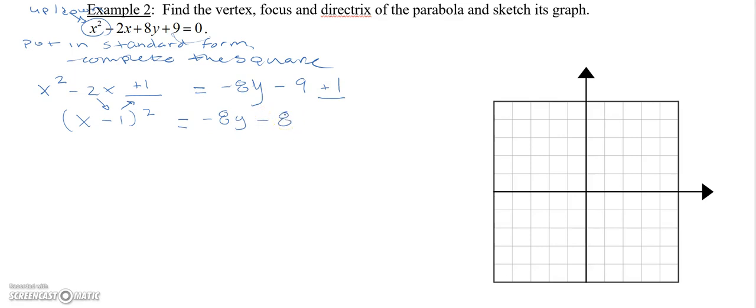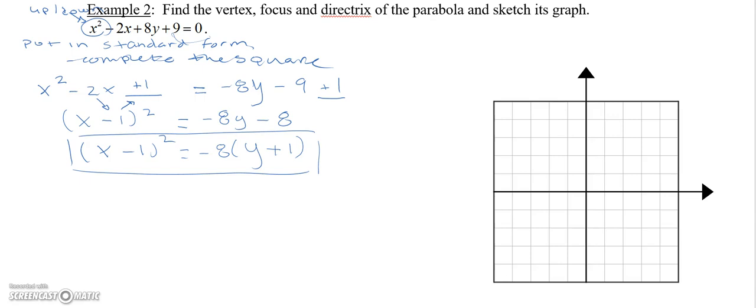So in order to finish it in standard form, I have to get rid of this coefficient. So I'm going to factor out my -8 out of both terms. And I have y. When I pull -8 out of -8, I have +1. And the left-hand side is still x minus 1 squared. So this is standard form.